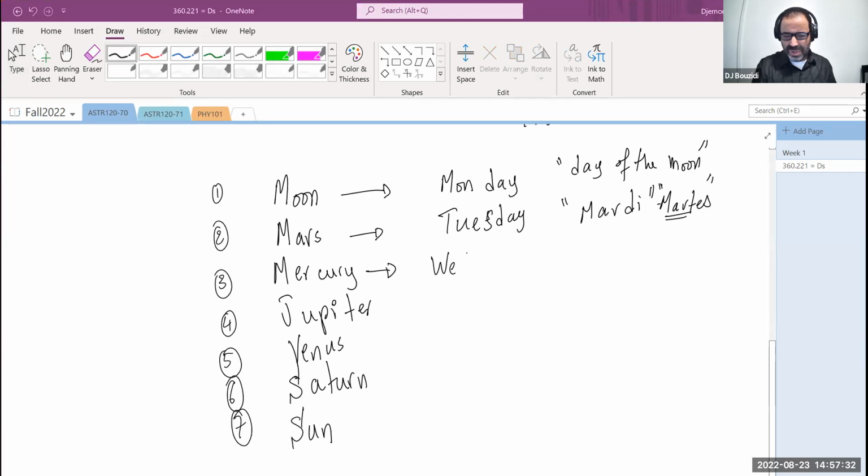Mercury has to do with Wednesday. Again, if you look at the culture, you will see that these are actually Germanic gods that have associations with Mars and Mercury, okay? Again, in French, it's actually Mercredi. And again, it's probably true also for Spanish too, because both of them are actually Latin languages.